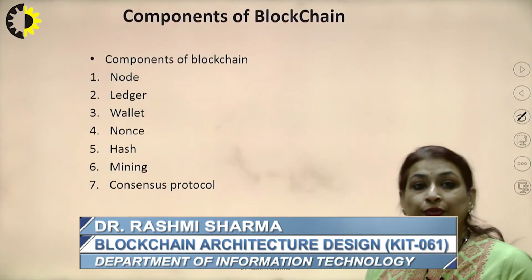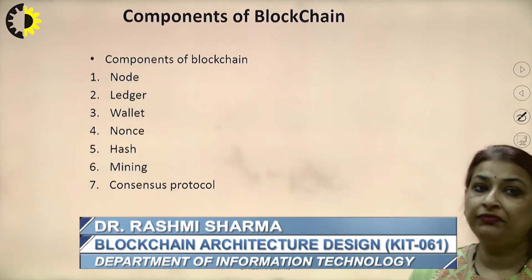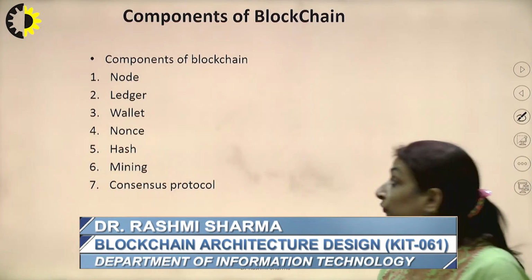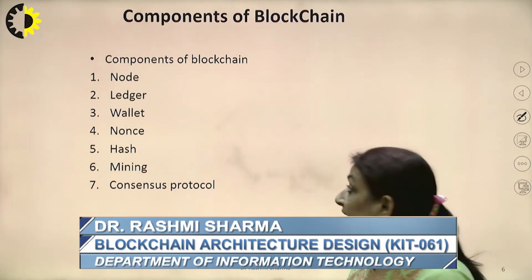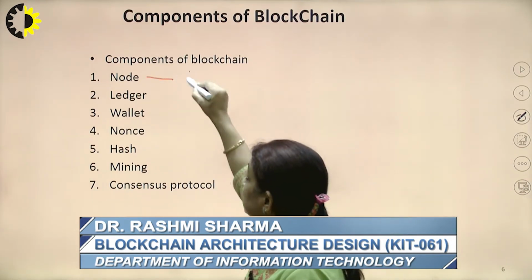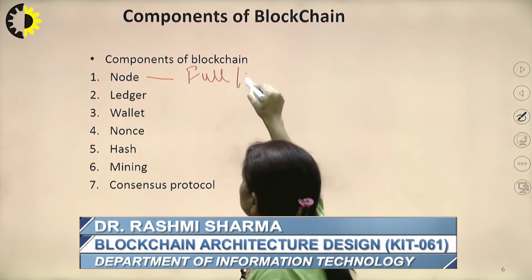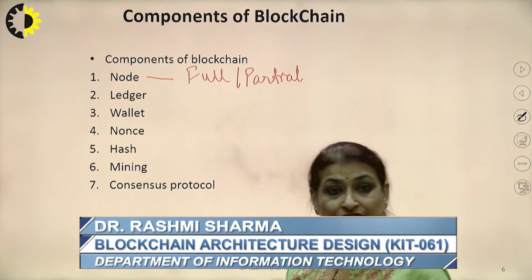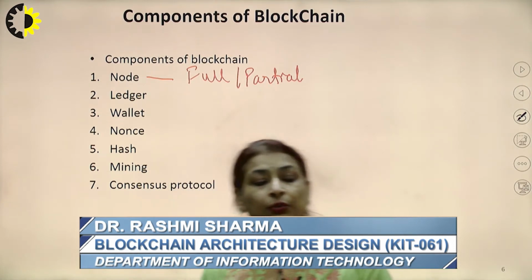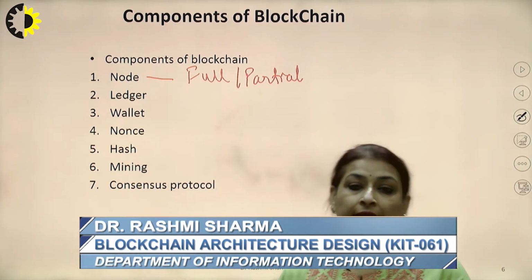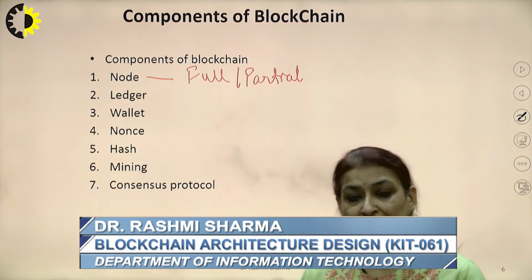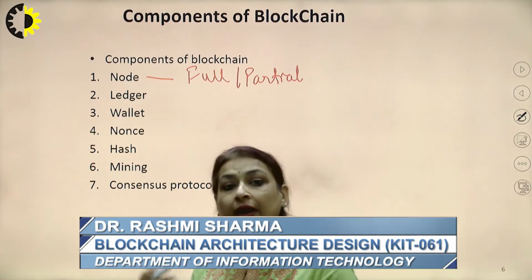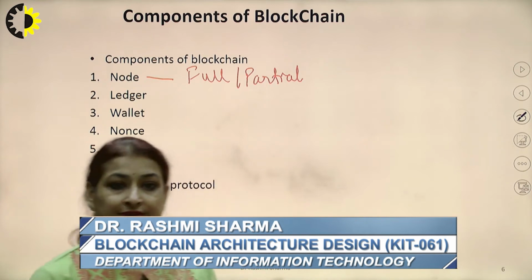In previous videos, we have seen the different components of the blockchain system. First was the node. We have seen that we have two types of nodes, the full node and the partial node. Full nodes keep all the transaction histories, and the partial node keeps only the block header information, for which they verify that particular block as unique, and then we can do the transactions.